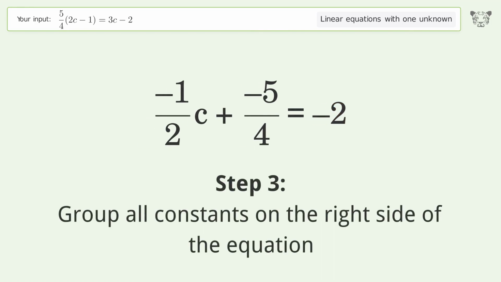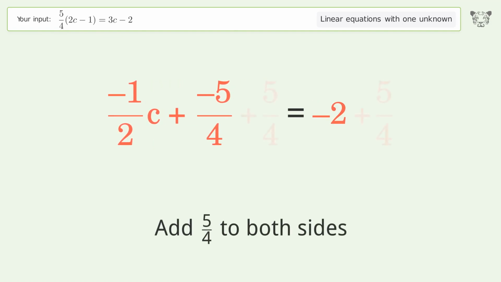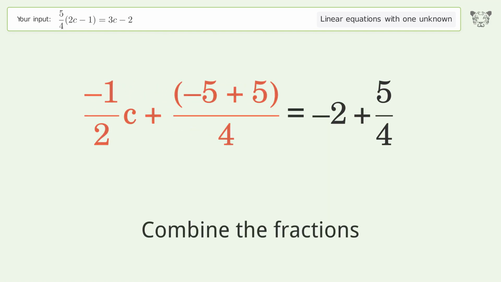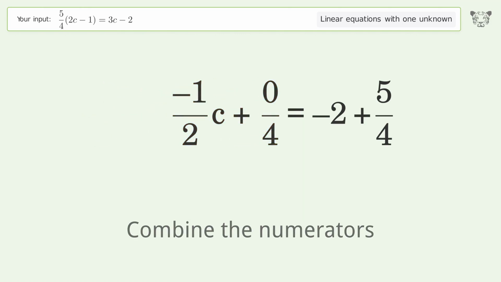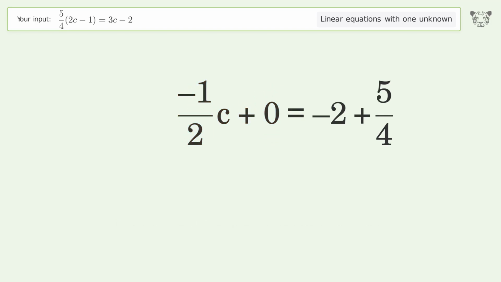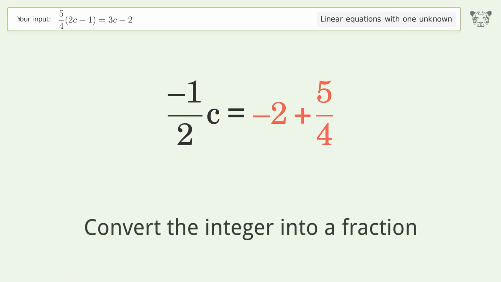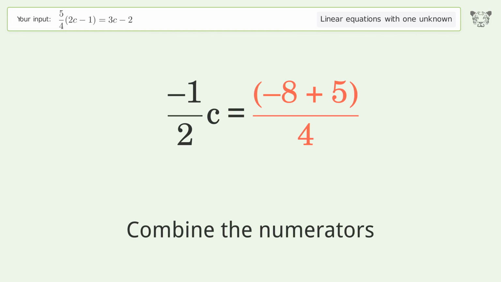Group all constants on the right side of the equation. Add 5/4 to both sides. Combine the fractions. Combine the numerators. Reduce the zero numerator. Simplify the arithmetic. Convert the integer into a fraction. Combine the fractions. Combine the numerators.